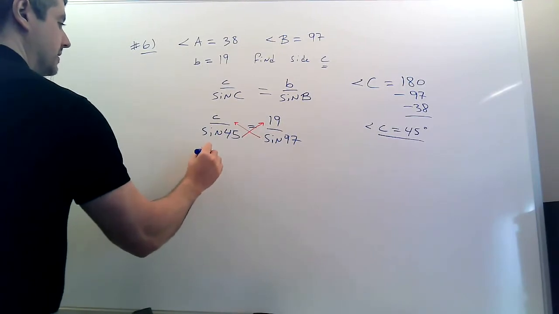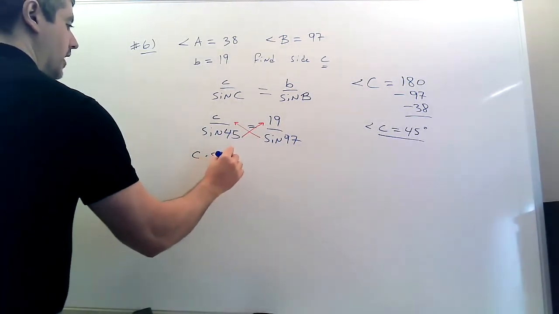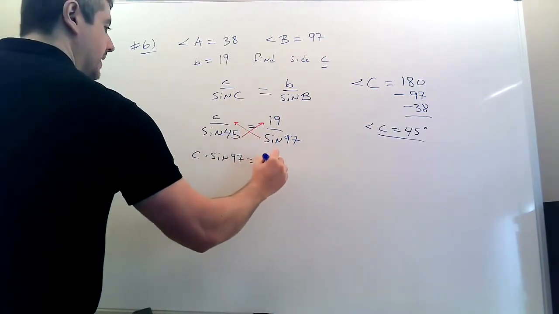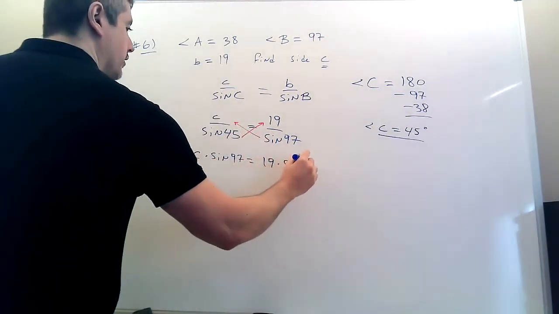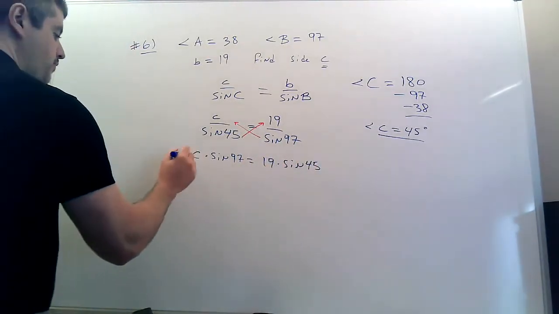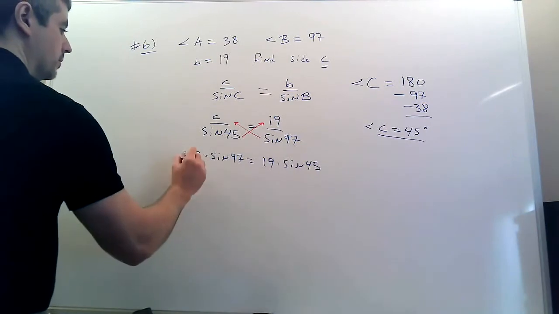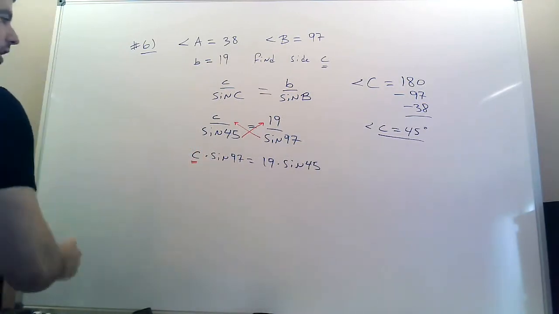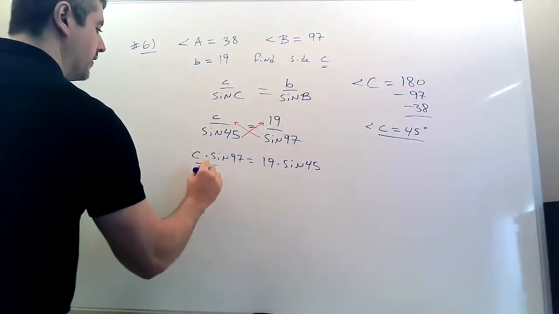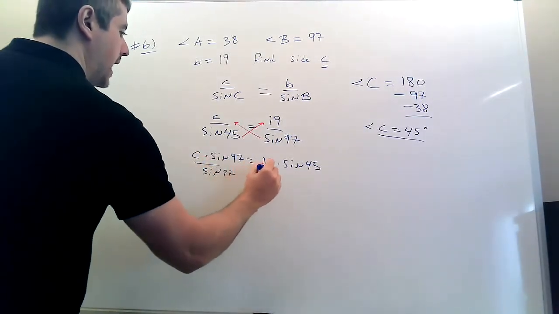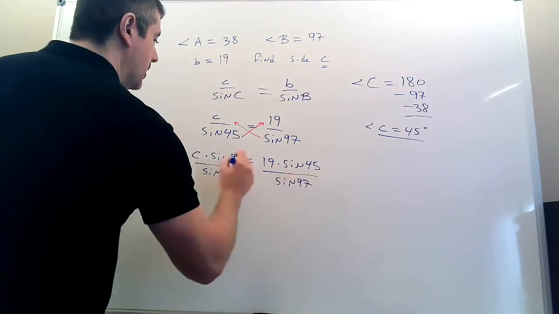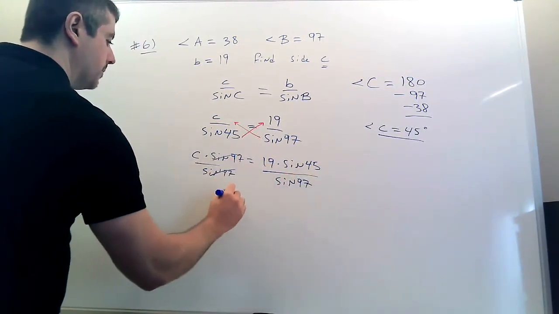So I'm going to put C times sine 97, right? Do the full cross multiply here. 19 times sine 45. You do the crisscross, the full crisscross. Now, I need C alone. He needs to be by himself. So I'm going to divide the sine 97 away and put it underneath here. Boop, boop, cross them out.